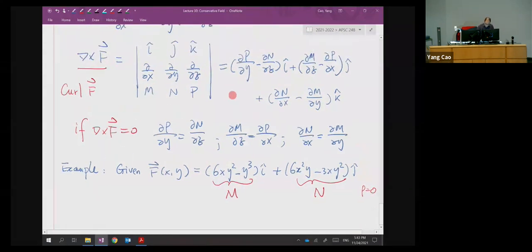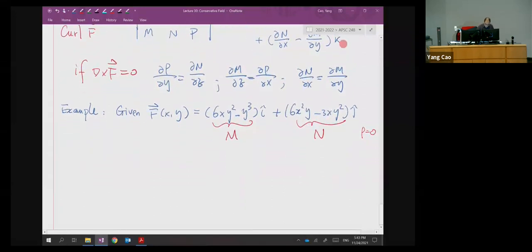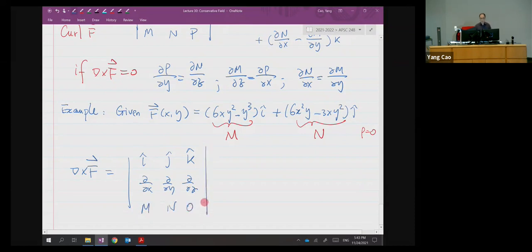Then I'm going to use this cross product here to verify if this vector field is conservative or not. So calculate del cross F. Then apply the formula: i, j, k. The second row is partial x, partial y, partial z. The third row is first M, so you could just write M here, and then N, and last is 0, right? So P is 0.